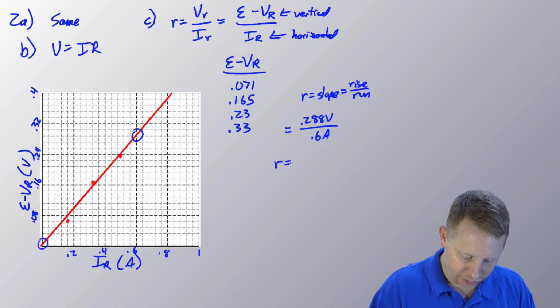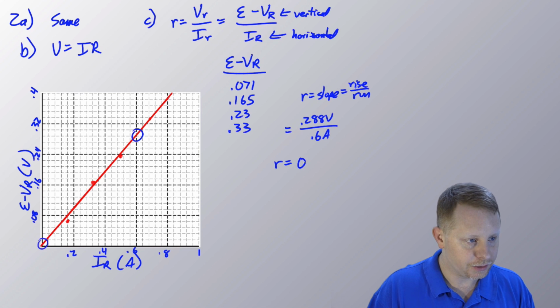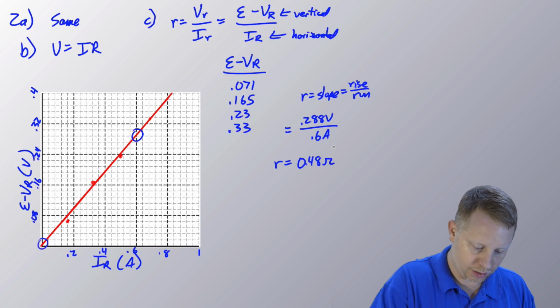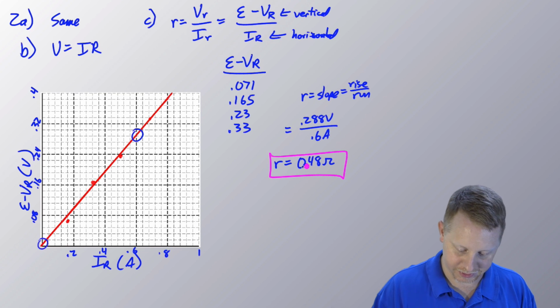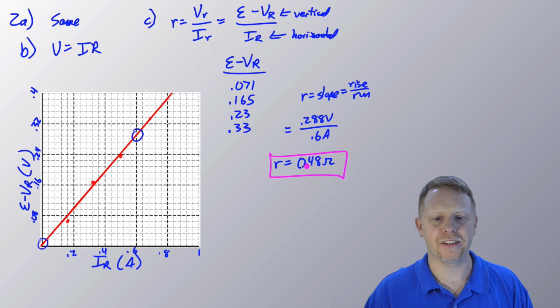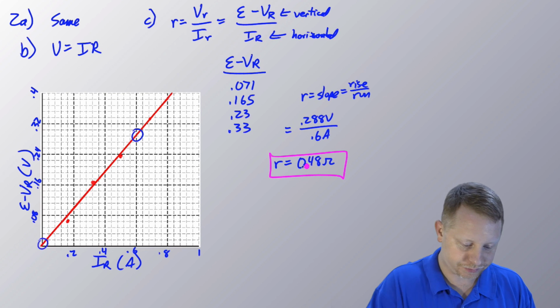And I come up with R equal to 0.48 ohms. Make sure that decimal's easy to see. So that gets us through part D.